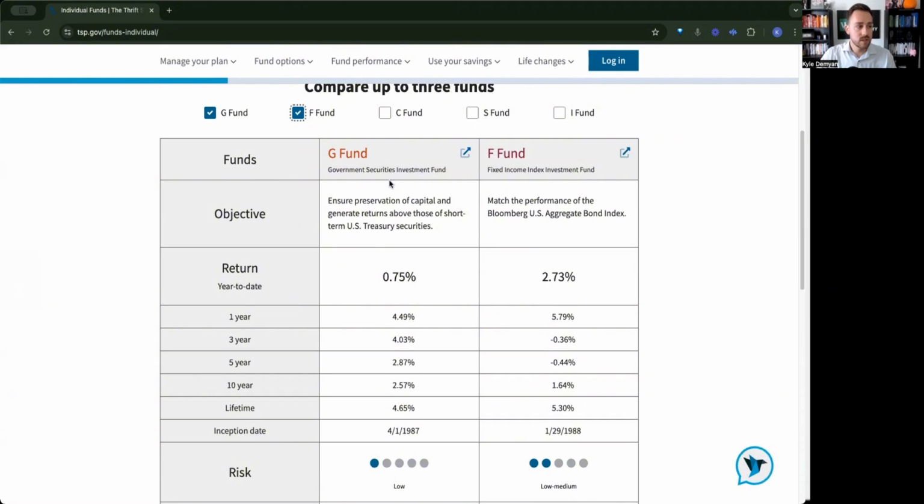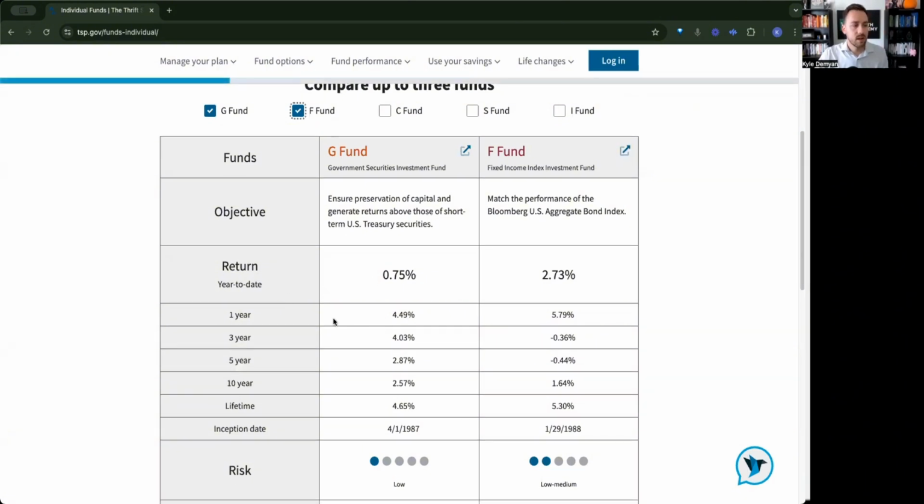So the G fund, you can see this is the Government Securities Investment Fund. It is based on short-term U.S. Treasury securities. What I really like about this site is they also give you the returns year to date, over the last year, or even the last 10 years, or even over the lifetime. Now, as you can see with the G fund and the F fund, over the course of its lifetime, they have averaged about 4.5% and 5% returns.